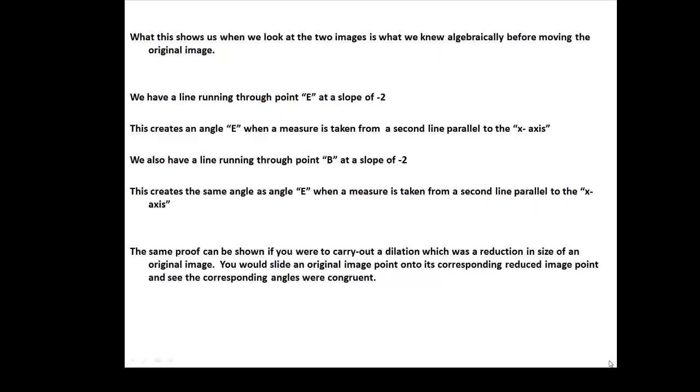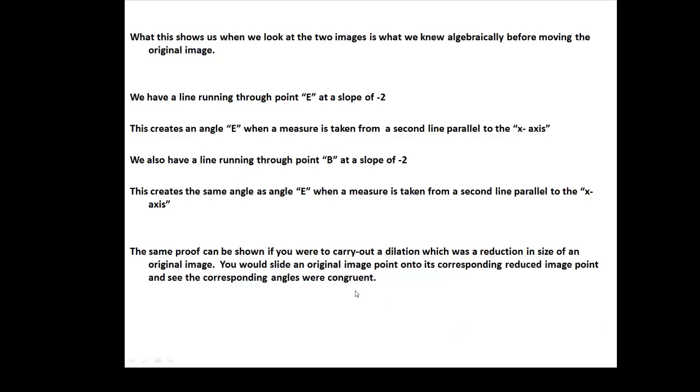What this shows us when we look at the 2 images is what we knew algebraically before moving the original image. We have a line running through point E at a slope of -2. This creates an angle E when a measure is taken from a second line parallel to the x-axis. We also have a line running through point B at a slope of -2. This creates the same angle as E when a measure is taken from a second line parallel to the x-axis.